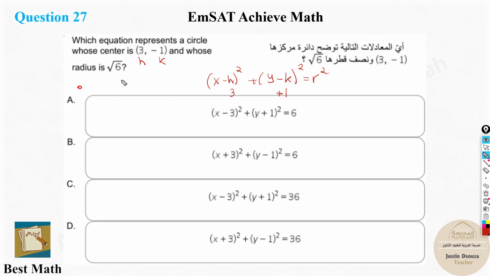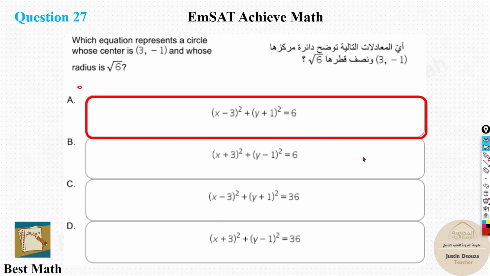What is the r? Radius is given as root 6. So root 6 the whole square becomes 6 basically, okay? So let's see, x minus 3, this is wrong, this is correct, this is wrong. X minus 3, this or this. Now what about this? Y plus 1, yes, this or this. Now it's root 6 the whole square, so it should be 6. So this is the correct answer. This is wrong because it is having 36. That's it. So this is how you can easily solve it if you know the formula for circles. This is the standard form of the circle basically.